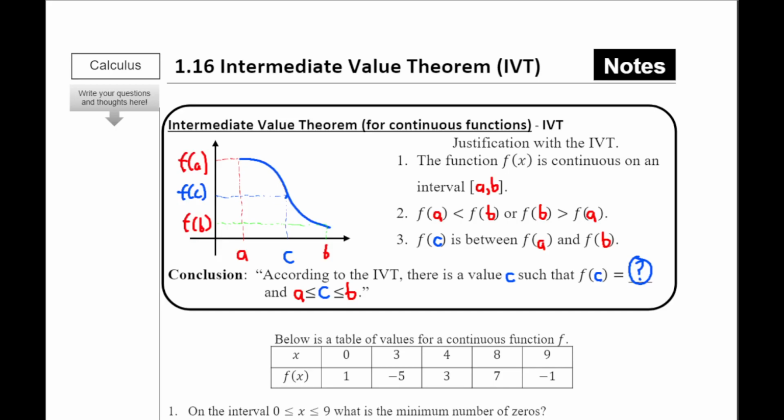1.16 Intermediate Value Theorem. The first thing I want you guys to do is pause this video and copy down everything you see on the screen here. All right, ready to explain this now. Just imagine this. Let's say you ignore all this right now. It's very fancy math language, but it's pretty straightforward.